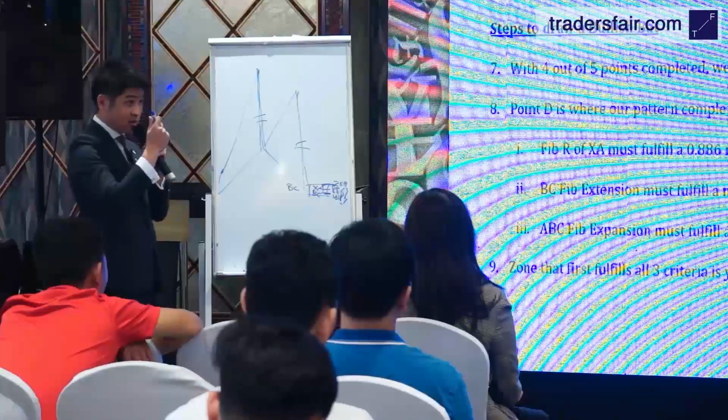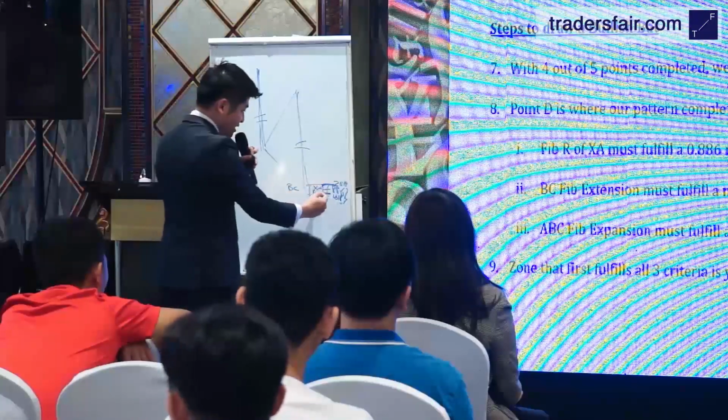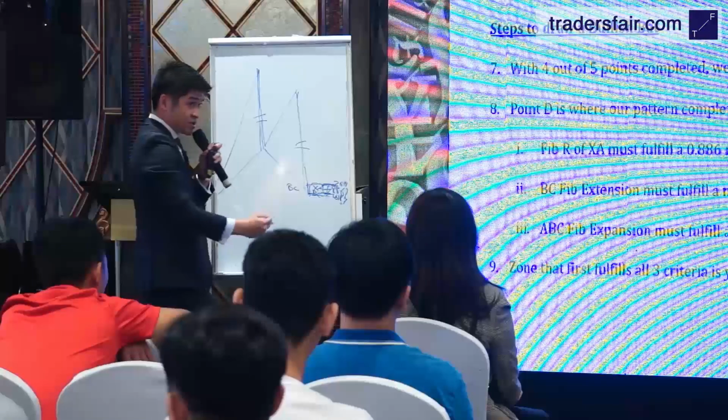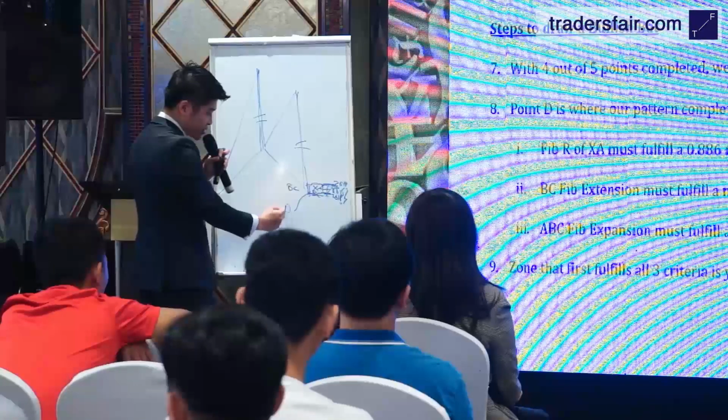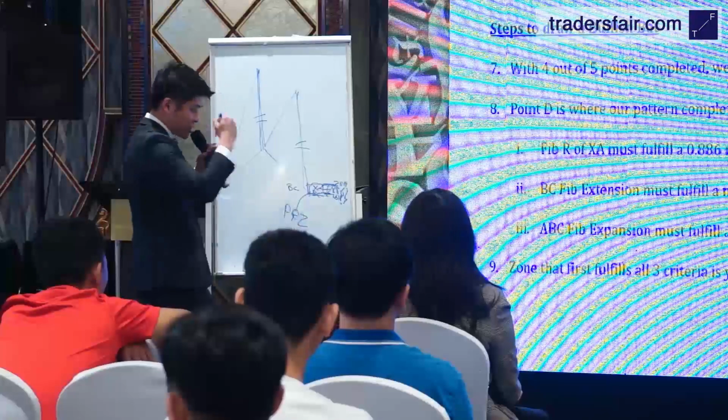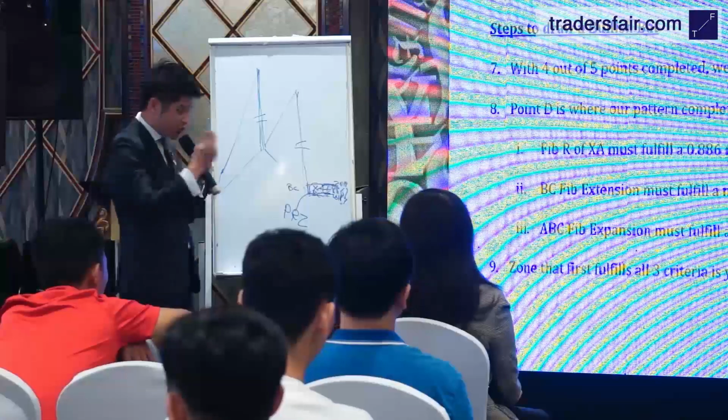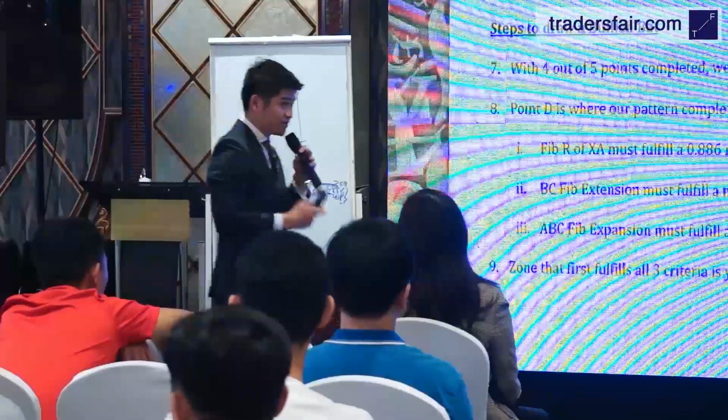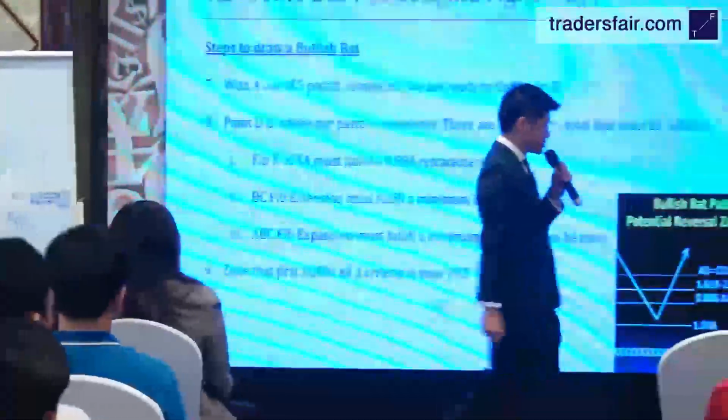Minimum criteria. So you use the furthest line and draw it and it becomes a box. This box is known as your PRZ, potential reversal zone. It's not a confirmed reversal zone, okay? So you have to wait for confirmation.